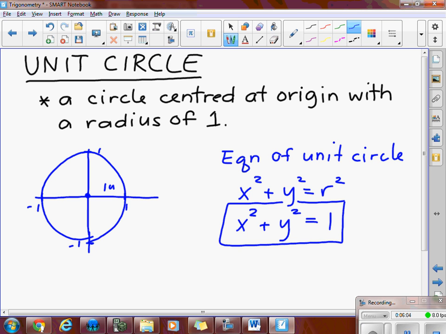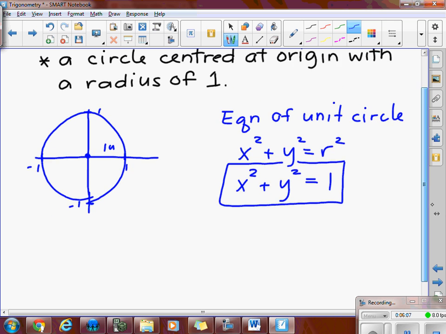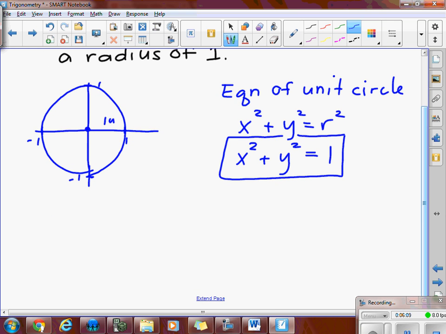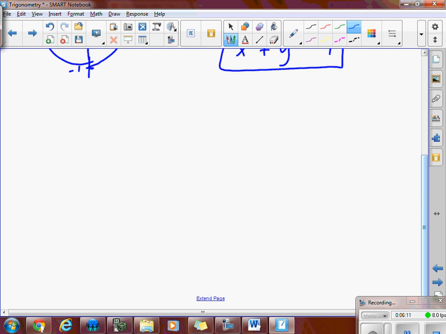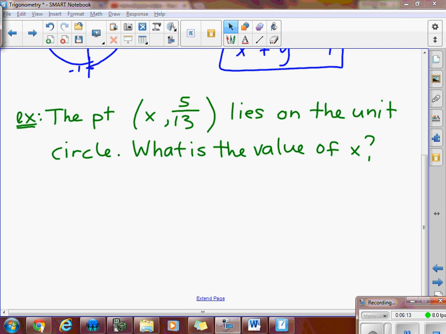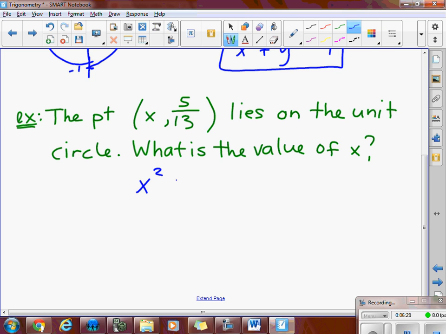is always this. Now we can extend the concepts that we just talked about on those other examples to a unit circle example. So here's the next example. We have a point x, 5/13 that is lying on the unit circle. So we know for sure that it is on the circumference of the circle. Now it's asking, what's the value of x? Well, we start with the equation of the unit circle. x squared plus y squared has to equal 1.